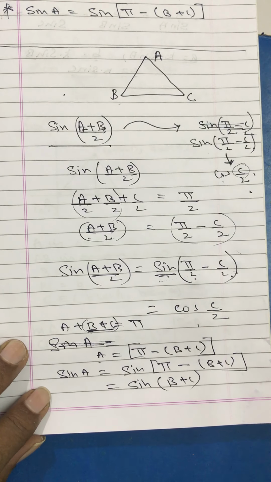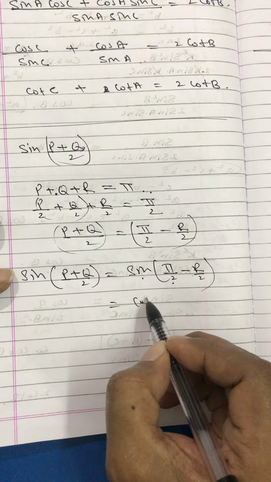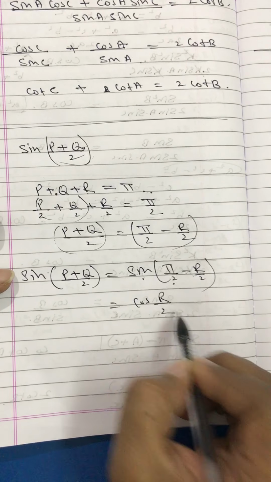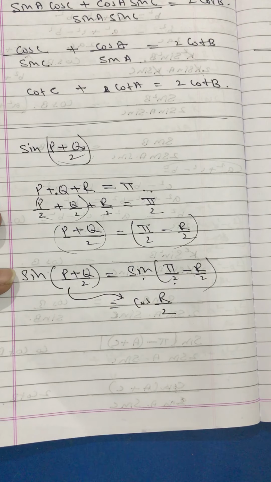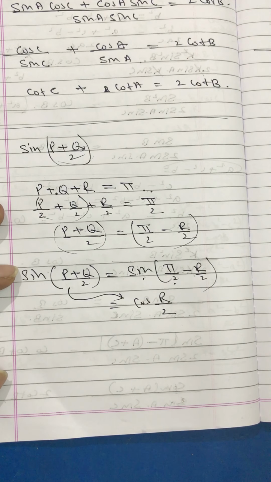And then, you know, along the y-axis the sine will become cos of pi by 2. Like this way, p plus q has got converted to p and q have got converted to r.